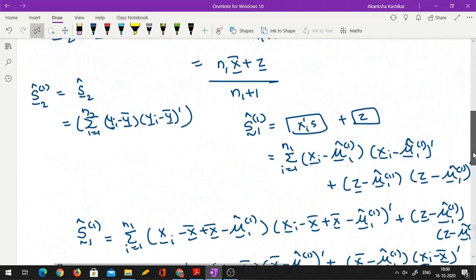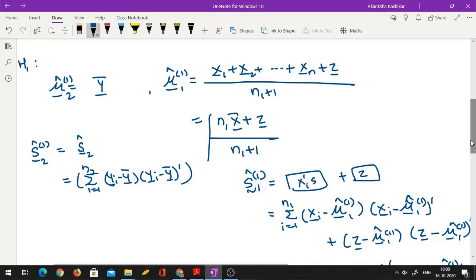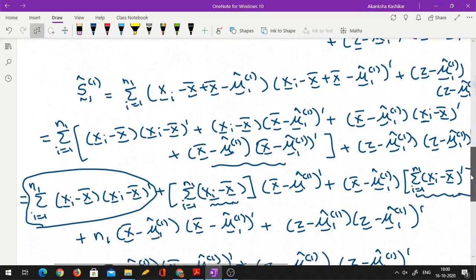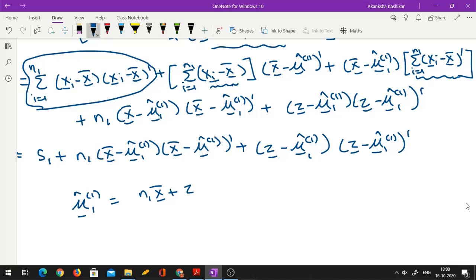So we have two formulas for mu1 hat: mu1 hat is n1 x bar plus z upon n1 plus 1, and mu2 hat is y bar, since there is no change in y. So let us substitute that everywhere. If you want to write it down, the sum over i going from 1 to n2 is yi minus y bar times yi minus y bar prime.